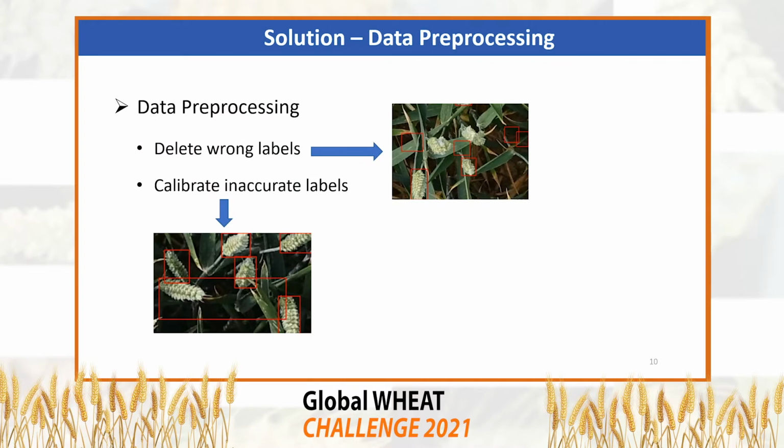After analyzing the datasets, we perform data preprocessing to obtain a more accurate dataset. For totally wrong labels, we just delete them. As for inaccurate labels, we will replace them with model predictions.